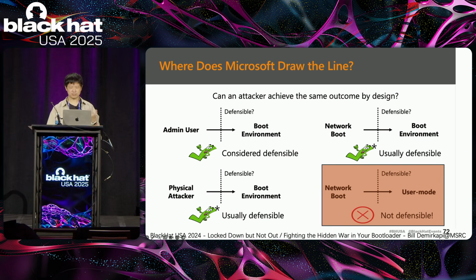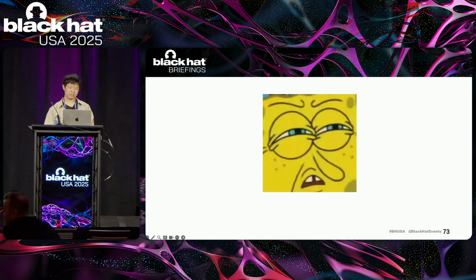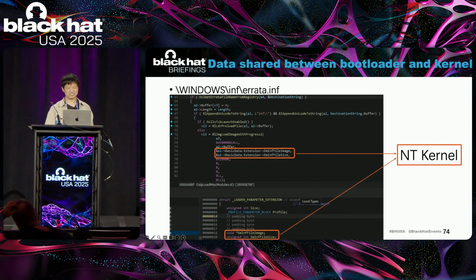Now, we are looking beyond vulnerability hunting to the broader implications of this research. This slide is from last year's Black Hat, stating that network boot to user mode is not defensible. Interestingly, they didn't explicitly mention how they would treat network boot to kernel mode. This raises questions about their stance on this attack vector.